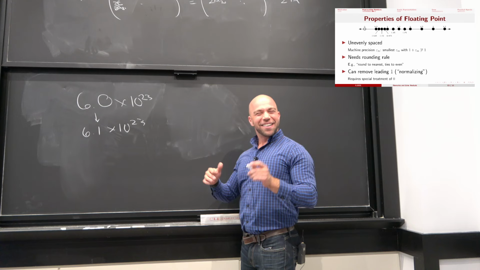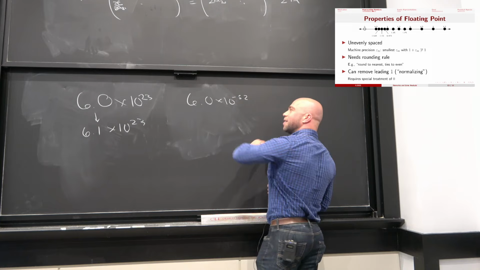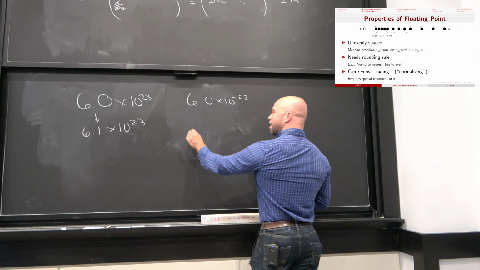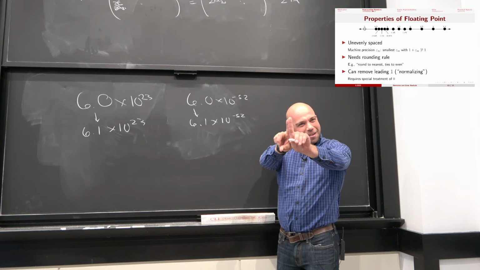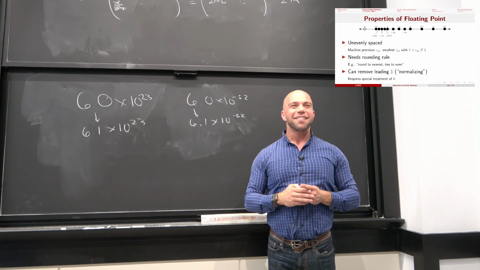On the other hand, maybe I have 6.0 times 10 to the minus 52. Maybe for some reason my number system allows very large exponents, right? Now the next biggest number I can represent is 6.1 times 10 to the minus 52. The difference between these two things is very small, right? So if I took all my numbers and lined them up on a number line, there'd be a big clump at zero, and then they'd start getting farther and farther apart. Fantastic question. Anything else?